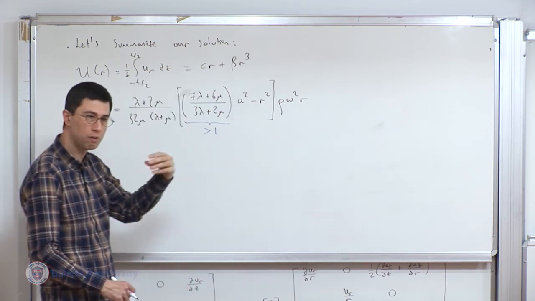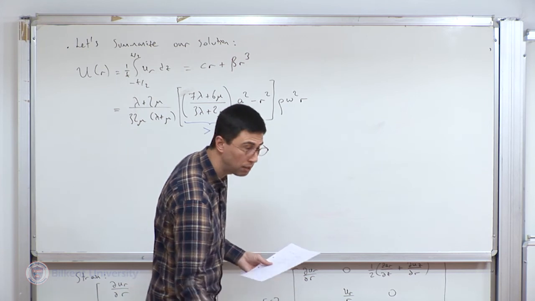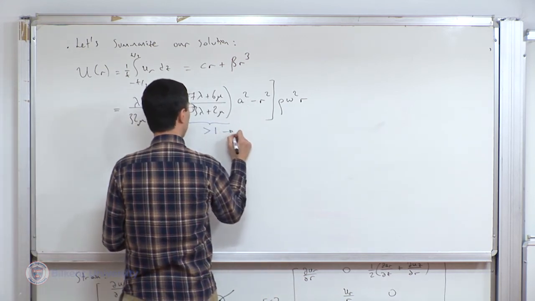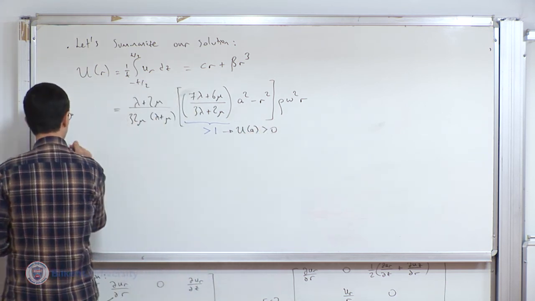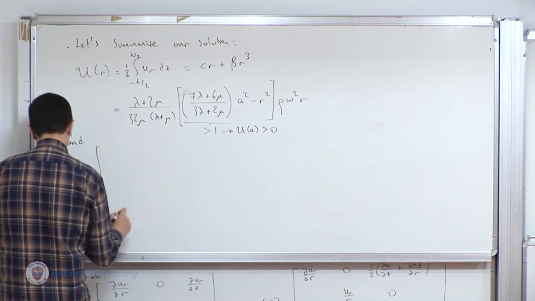So I'm just checking whether my solution makes sense. It makes sense, okay? And I can move on because I could have made an error, right? So this tells me that u of a is greater than 0, for instance, just as a side remark, right? Simple way to check whether our solution makes sense or not.